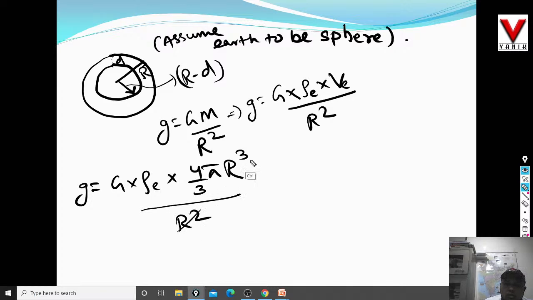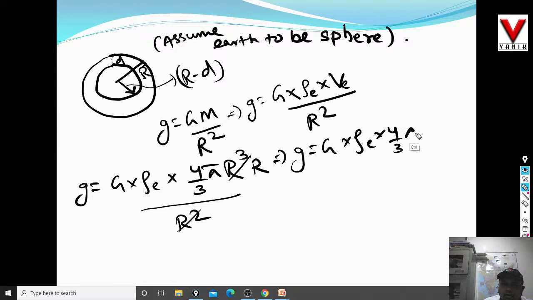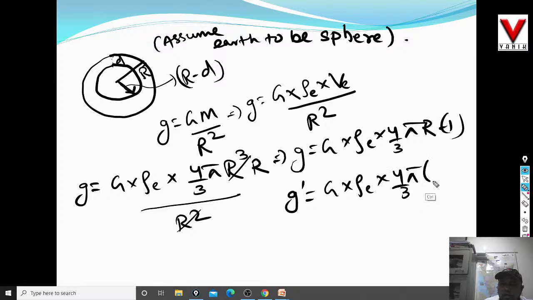So r square and r cube will get cancelled. I will have here r. So this implies g is equal to capital G into rho e into 4 by 3 pi r. This is my equation 1. Now if I take a radius of r minus d, how can I write? Let me write this as g dash is equal to capital G into rho e into 4 by 3 pi into, in place of r I will write r minus d. So this is my equation 2.